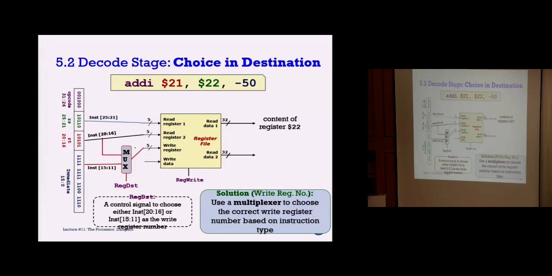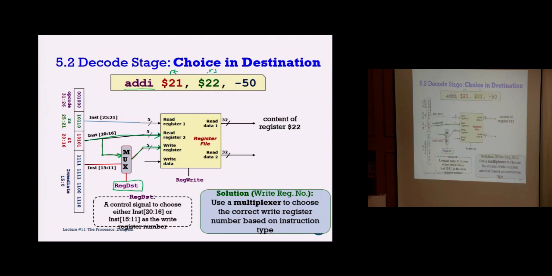I can have multiple inputs and a control signal, and based on the value of the control signal, I decide which of the inputs will be selected to go out. In this case, for an add immediate instruction, the write register is your RT, so I want this to be activated and to come here. But you must also remember that at the same time, this is also connected. So what does that mean?